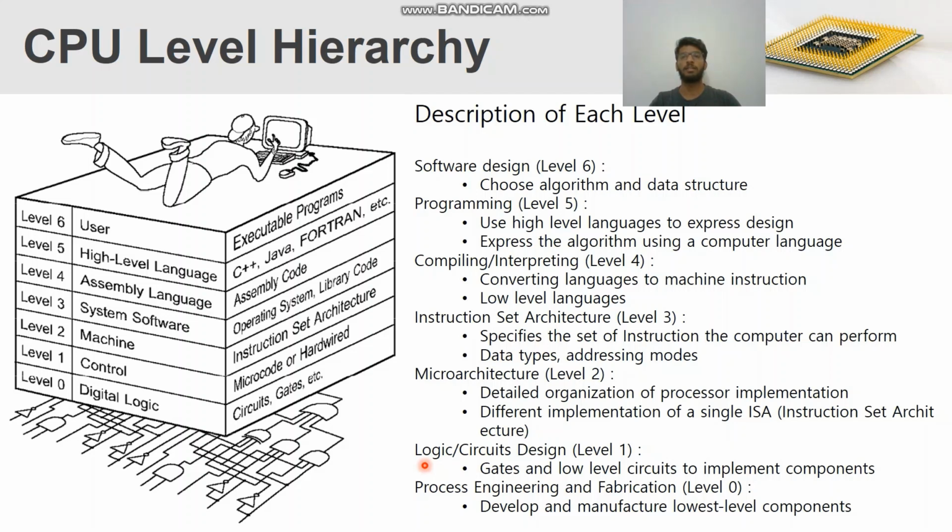The next level in this CPU abstraction is the logic and circuit design implementation level. In this level, the basic gates and low-level circuits are designed to implement different components of the CPU, such as AND gates, NAND gates, etc.